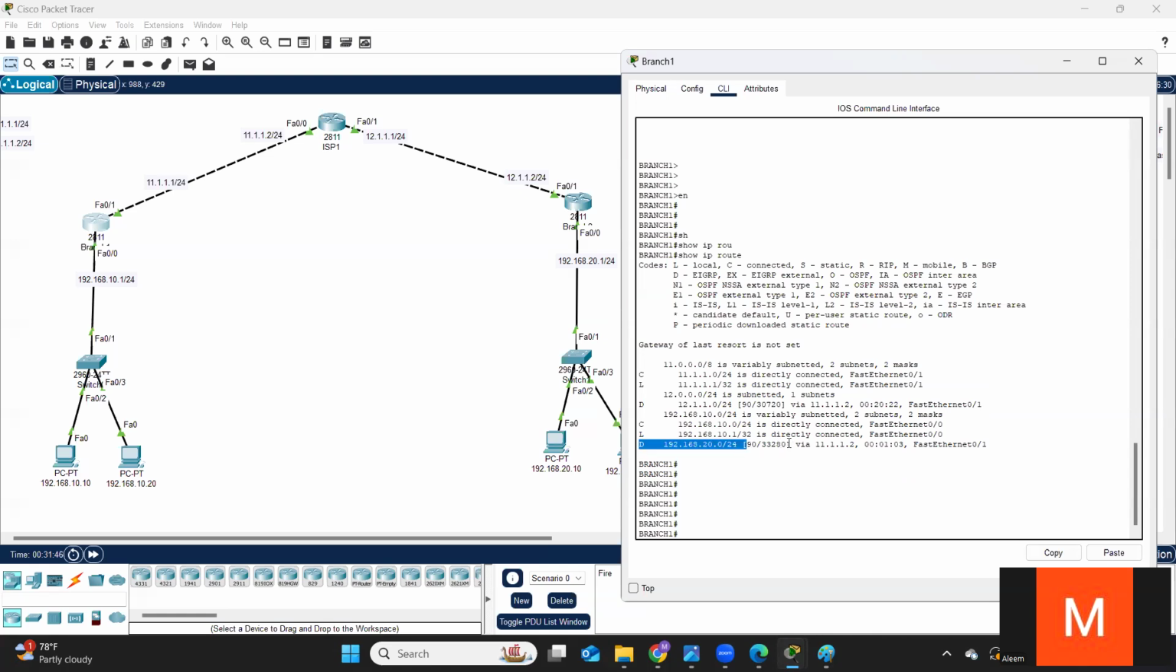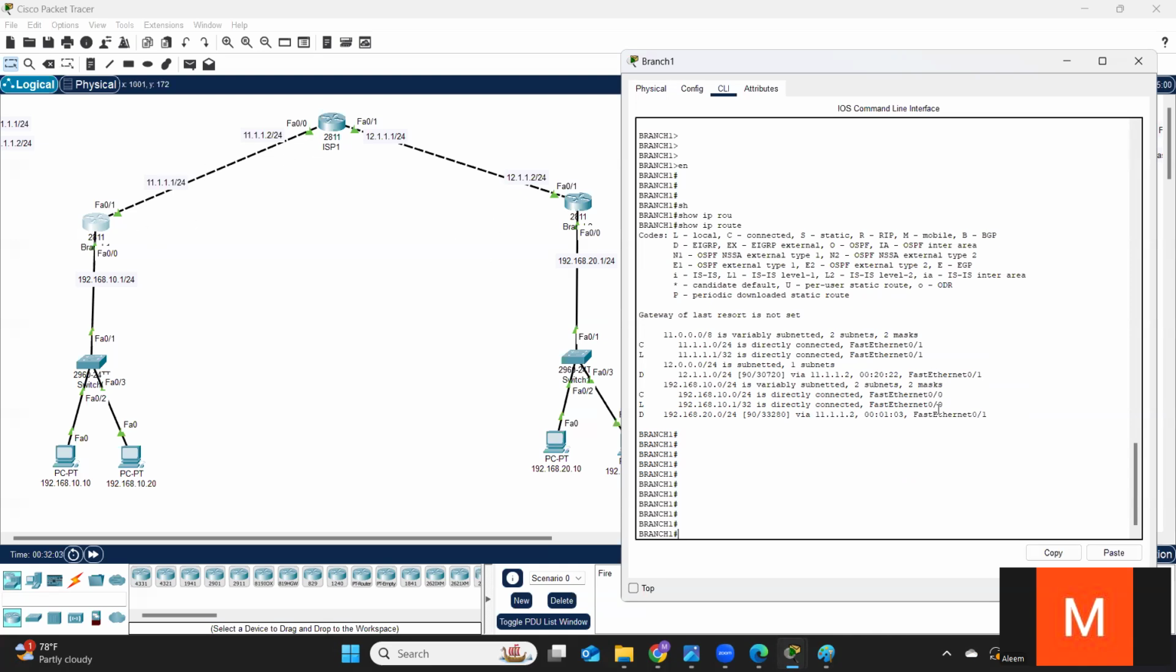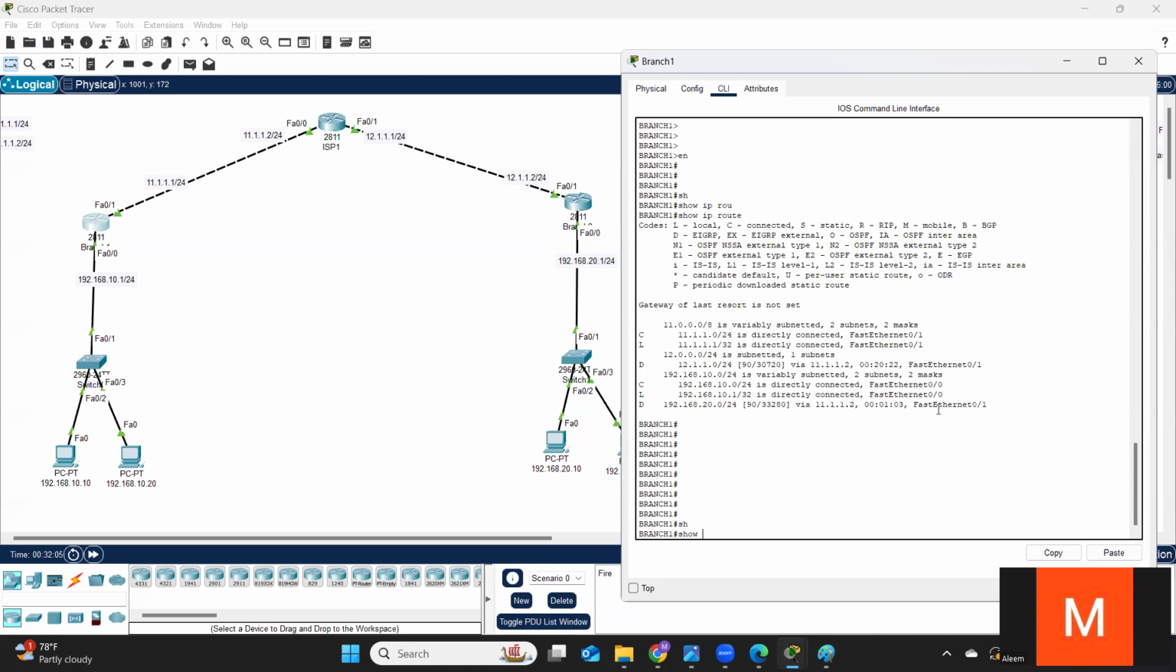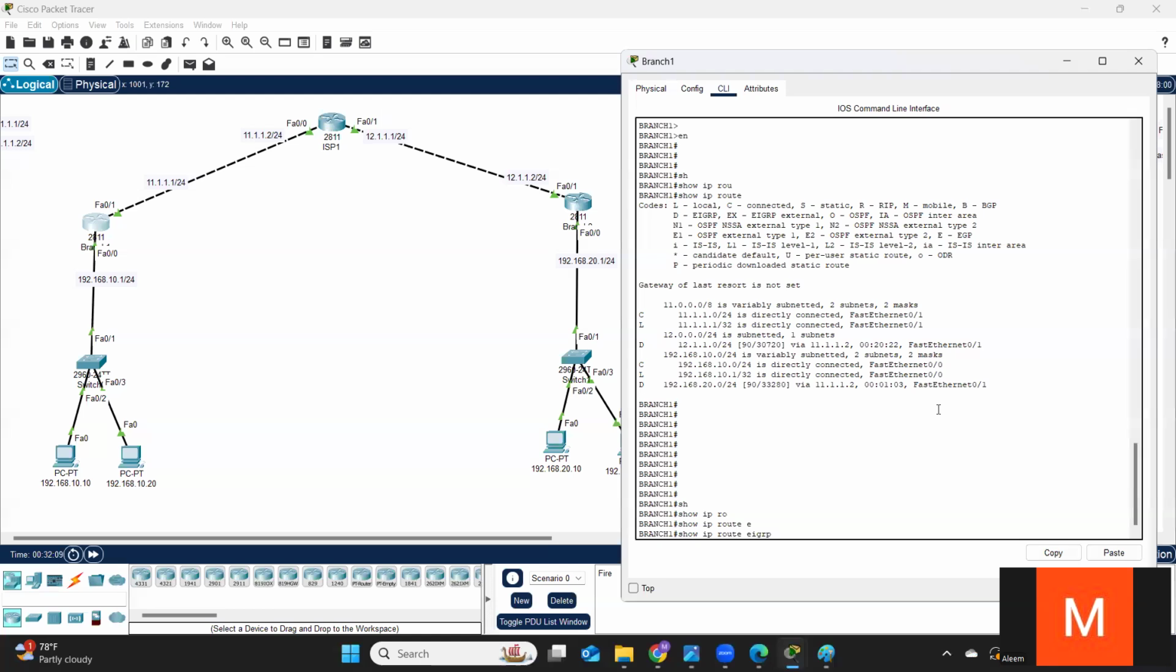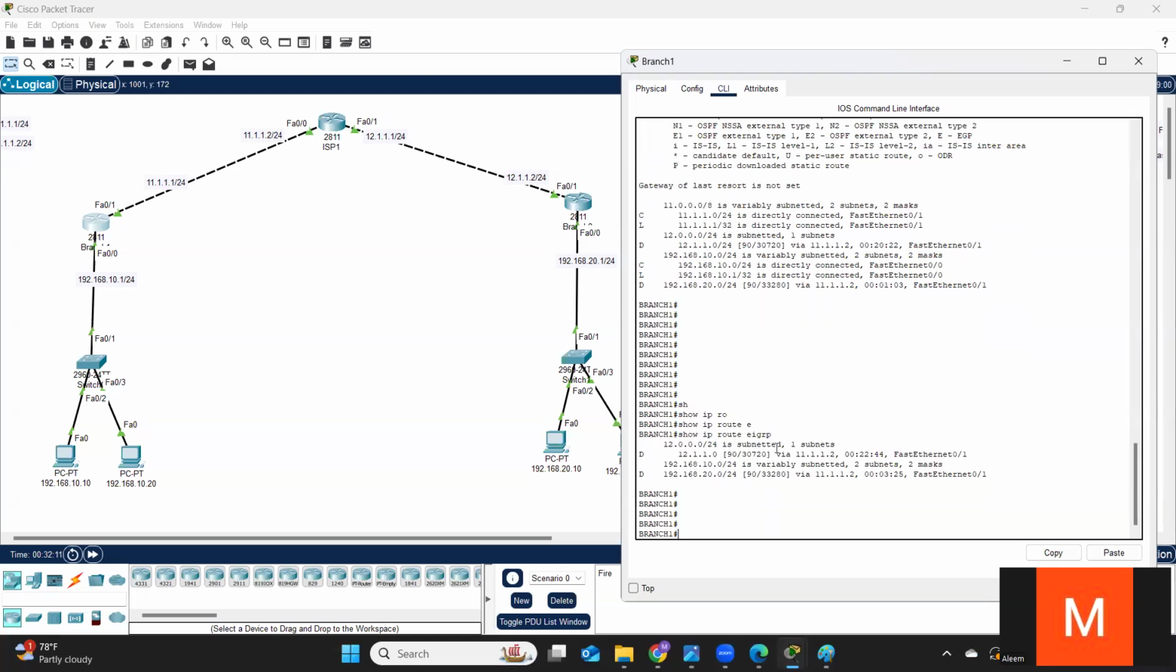Sorry, this is the final destination IP address. Through the next hop IP address we are getting 192.168.20.0 via 12.1.1.2. So the configuration part is very easy. This is the global routing table. If you want to check only the EIGRP routes, use show ip route eigrp. So this is the EIGRP routing table, and only EIGRP prefixes will appear.